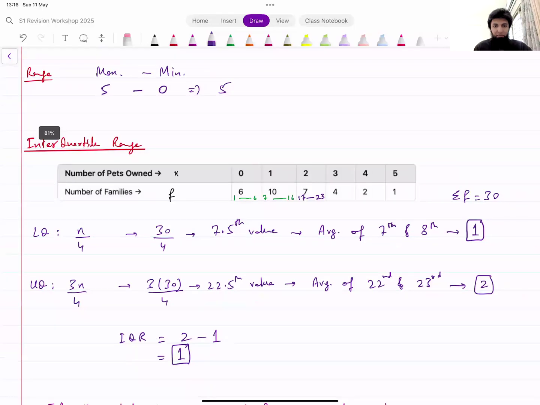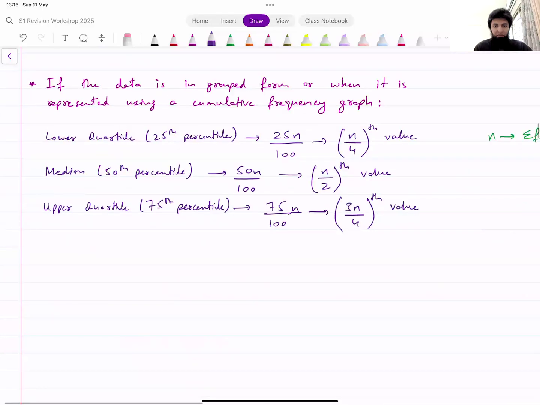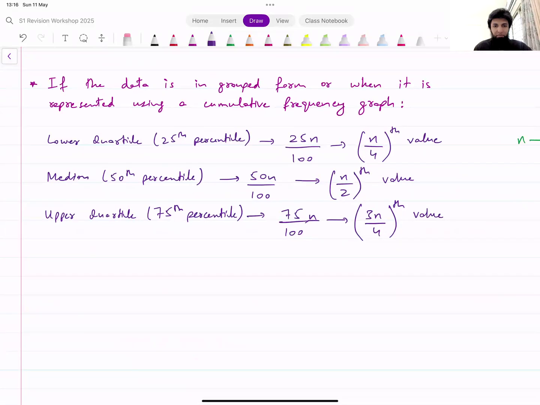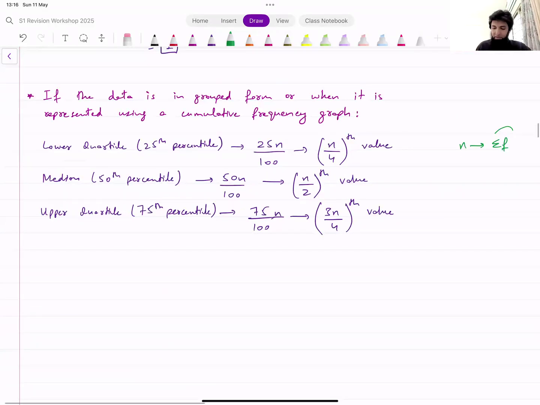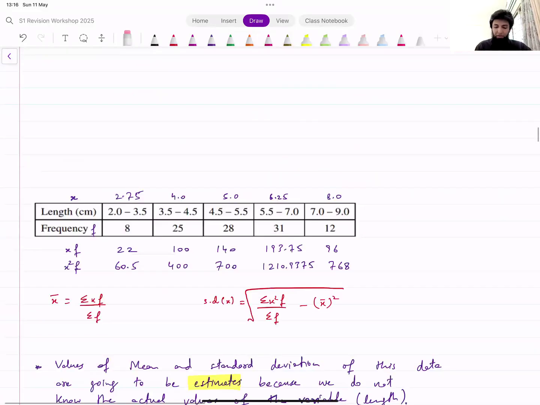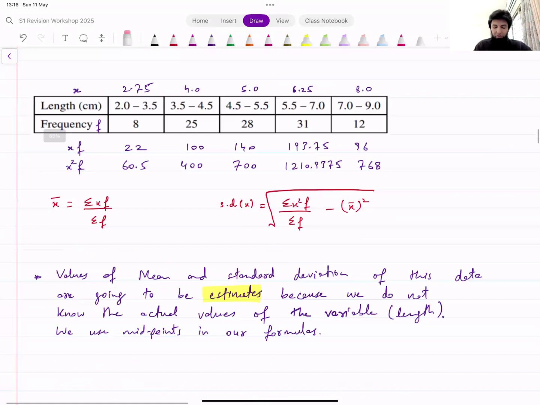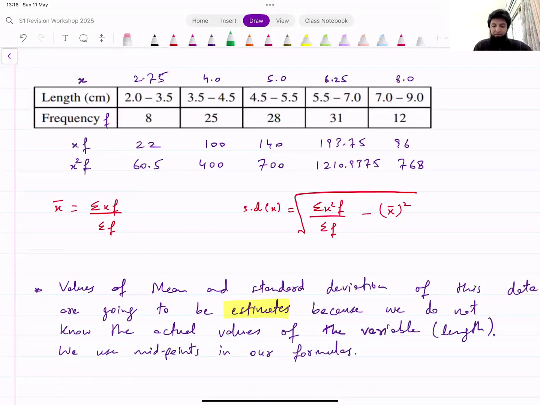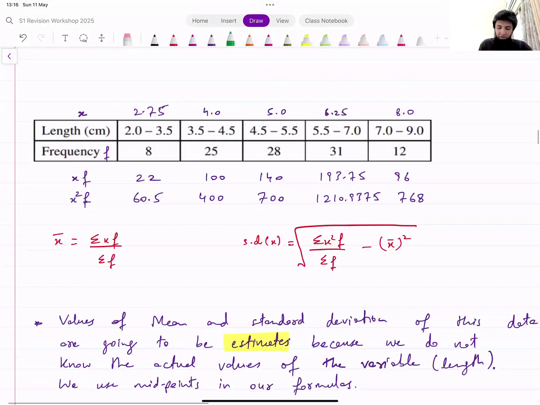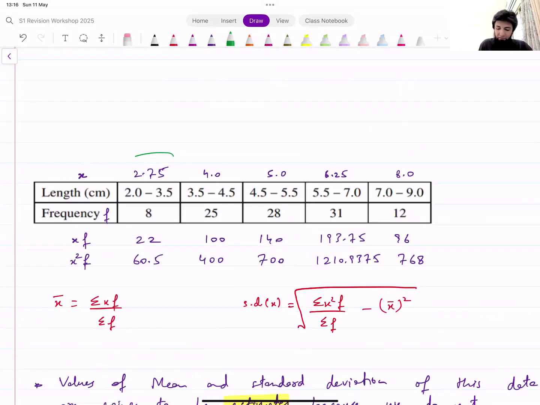Okay. So in group data, you can use these formulas: n/4 for lower quartile, n/2 for median, 3n/4 for the upper quartile. N here is the same thing as the sum of all frequencies, sigma f. Now, you can have data in the form of intervals as well. The only thing that's different here is when you're calculating the mean and standard deviation, you use the midpoints for these calculations.